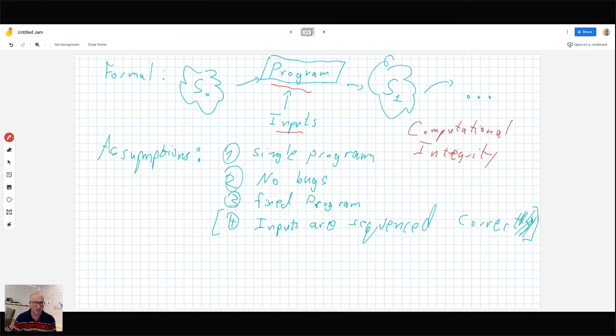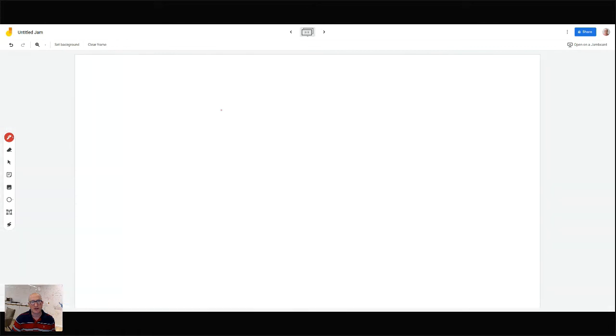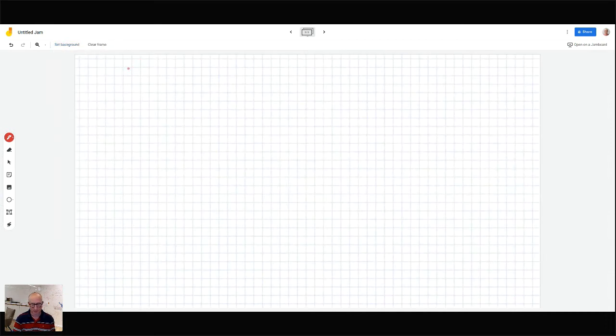I'm going to mention five different ways to solve this problem, and then we're going to go over them and discuss the various attributes of each. I'm just going to mention these five different ways, or technologies, if you will, for ensuring computational integrity.